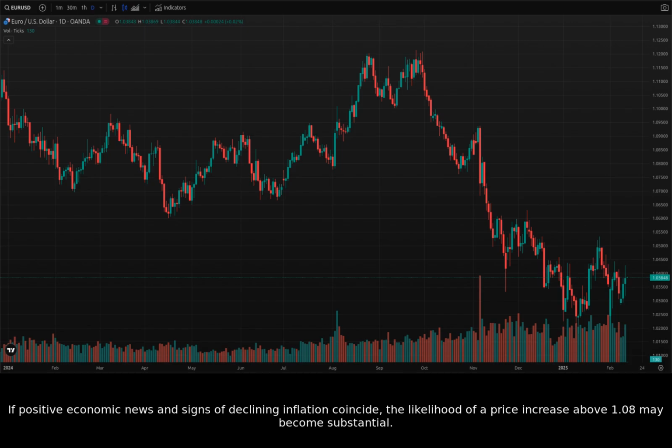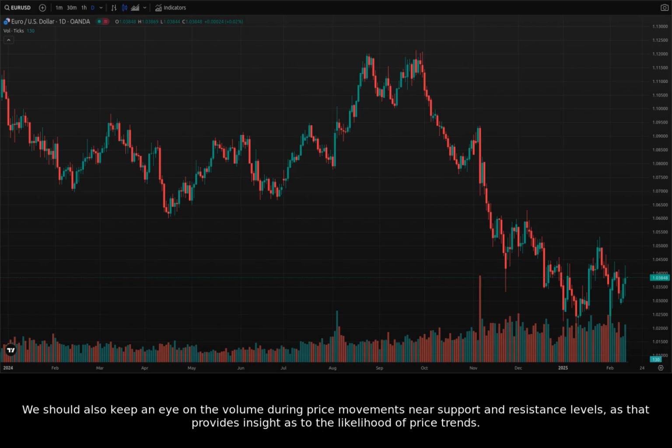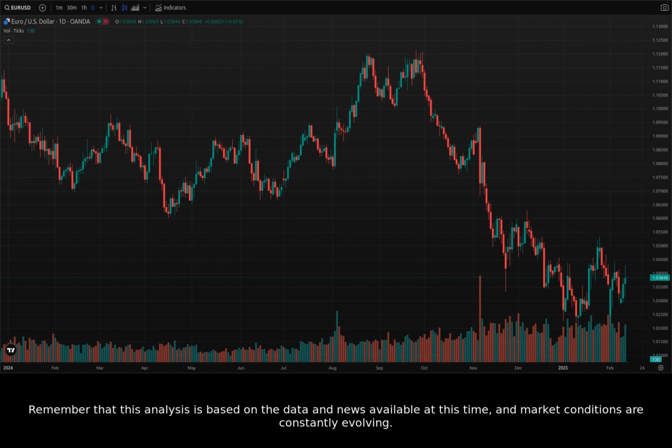If positive economic news and signs of declining inflation coincide, the likelihood of a price increase above 1.08 may become substantial. It's crucial to monitor upcoming economic news and events, including the next Federal Reserve meeting, for significant market shifts. We should also keep an eye on the volume during price movements near support and resistance levels, as that provides insight as to the likelihood of price trends. Remember that this analysis is based on the data and news available at this time, and market conditions are constantly evolving.